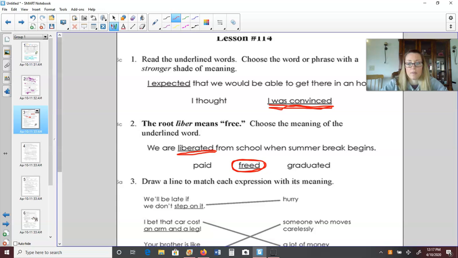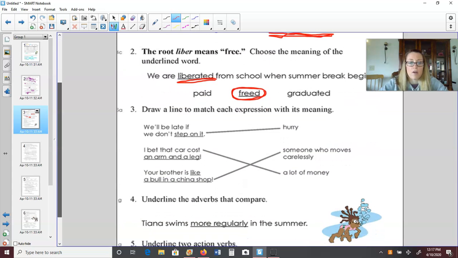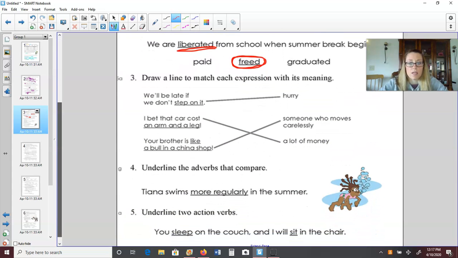Okay. Number 3, drawing a line to match our expressions with the meaning. We'll be late if we don't step on it. Well, the key words in there are will be late, so that means we better hurry. I bet that car cost an arm and a leg. Well, I don't know about you, but my arm and leg are pretty expensive because I want to hang on to them. So it means to cost a lot of money.